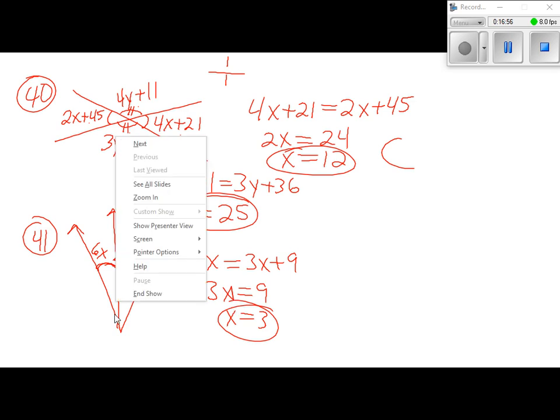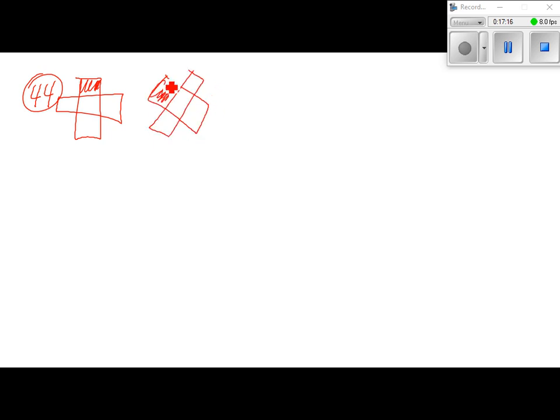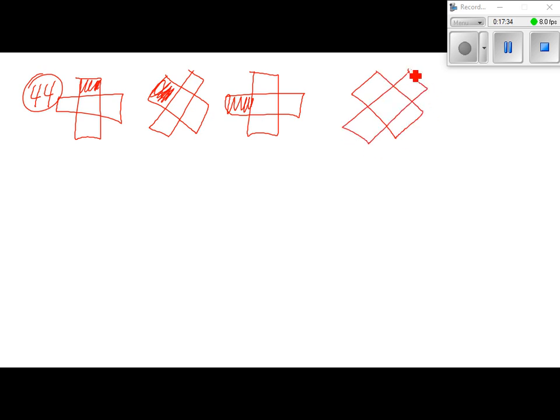44. They want you to find the pattern. Start off and it looks something like this. That one's colored in. Then it does this. And this block's colored in. And then it does this. And this block's colored in. Then our next one in the pattern should look something like this. And this one should be colored in. So that would be our answer.